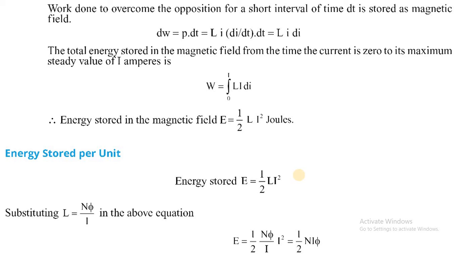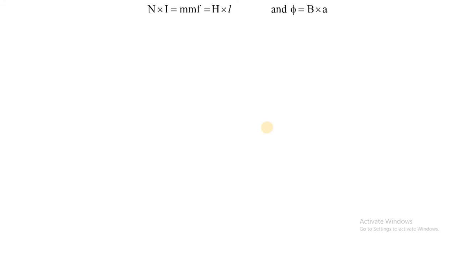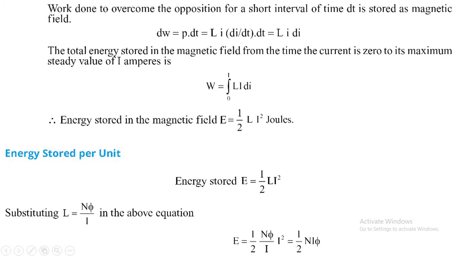Now the last part is energy stored in magnetic field per unit volume. How to calculate it? It's very simple. Now E is equal to half L I square, where L is N phi upon I. By simplifying that, I get E is equal to half N I into phi.